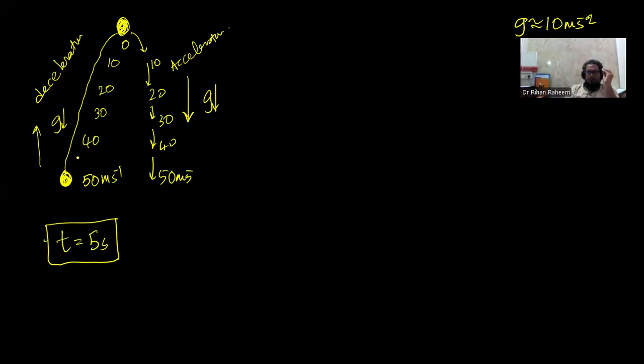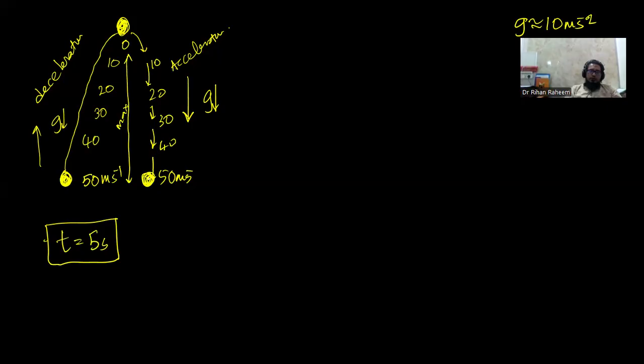An object which is thrown up with a velocity of 50 m s^-1 will reduce its velocity and go to the maximum height. This is the maximum height. At the maximum height, the velocity is 0. Because the velocity is 0, it cannot travel any further. It will start coming down because gravity is pulling the ball downwards.